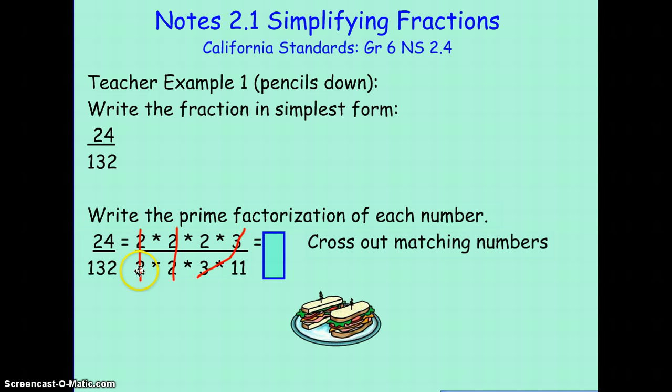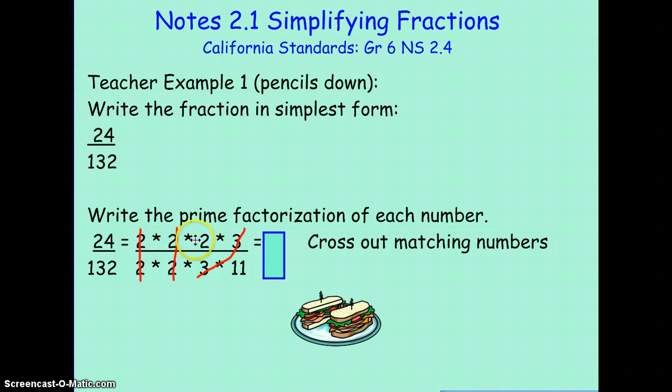Okay, now you'll notice that I crossed out the 2's because they're matching, one on the top, one on the bottom, one in the numerator, one in the denominator. Another set of 2's here. We have a third 2 up here in the numerator, but notice there isn't another 2 in the denominator, so we have to leave that one. And then we can cross out our 3's as well. Notice the 11 stays because it doesn't have a buddy in the numerator.